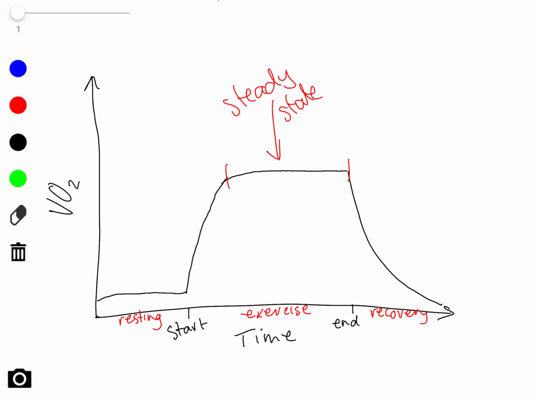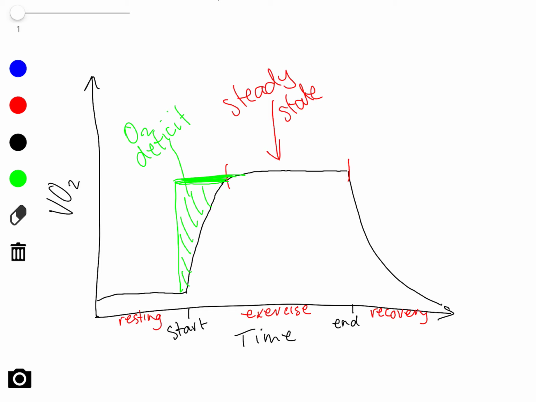Now, the important parts that we're going to be looking at, there are two main parts that are new to us, is this section here, which is called oxygen deficit. Now, if you are deficit in something, it means that you don't have enough. And we know that the requirement is up here because that's where our steady state happens. So if we were getting enough oxygen, our line would be up there.